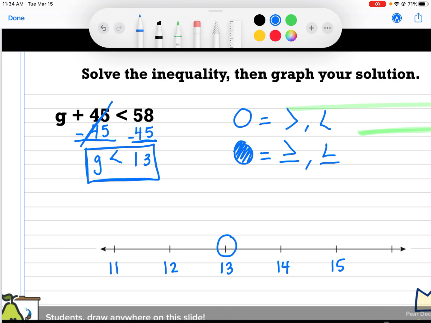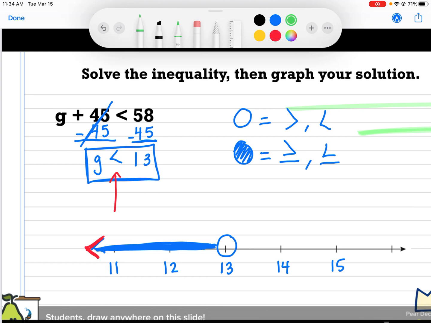All right, and then g is less than 13. Remember, if it looks like a scrunched up L, that means less than. I want to graph all the solutions that are less than 13. So I should be going to the left here. If you're using the little graphing trick, anytime the variable's on the left, which is the only time this works, the arrow will actually point in the direction that's shaded. See how it's pointing to the left? Because anything less than 13 is a solution.